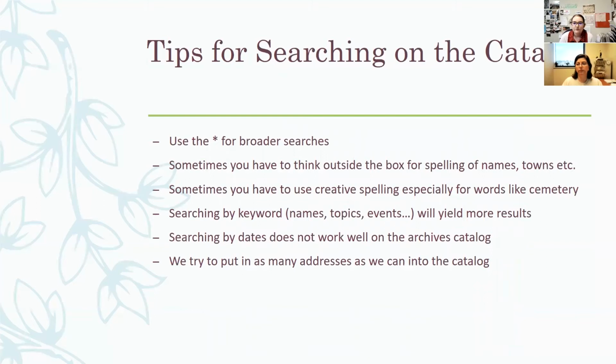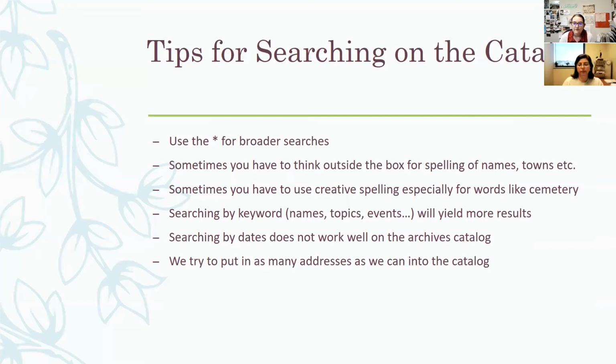So some other tips for searching on our catalog: you want to use the asterisk for broader searches. If you want plurals, like map versus maps, you can put the asterisk, and it will help you search for everything, and you'll get more results that way.